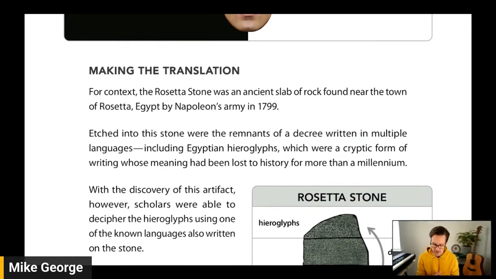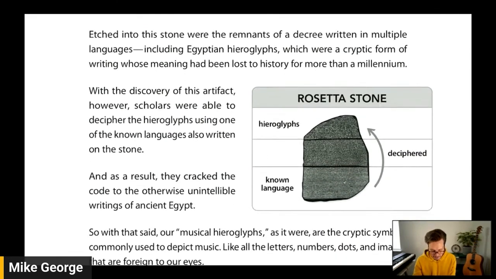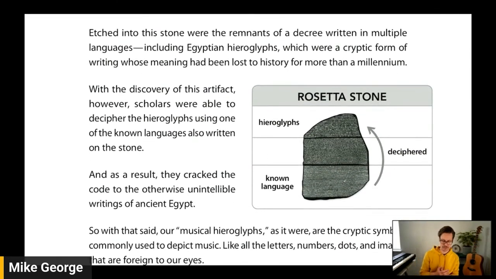For context, the Rosetta Stone was an ancient slab of rock found near the town of Rosetta, Egypt, by Napoleon's army in 1799. Etched into the stone were the remnants of a decree written in multiple languages, including Egyptian hieroglyphs, which were a cryptic form of writing whose meaning had been lost to history for more than a millennium. With the discovery of this artifact, however, scholars were able to decipher the hieroglyphs using one of the known languages also written on the stone. And as a result, they cracked the code to the otherwise unintelligible writings of ancient Egypt.